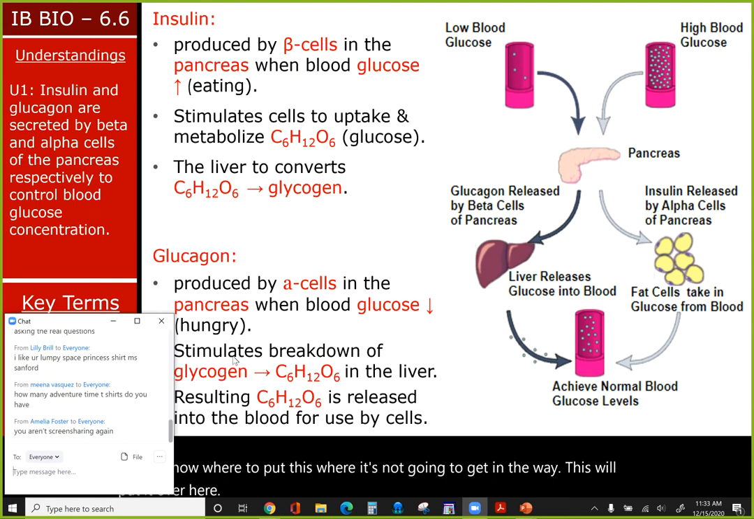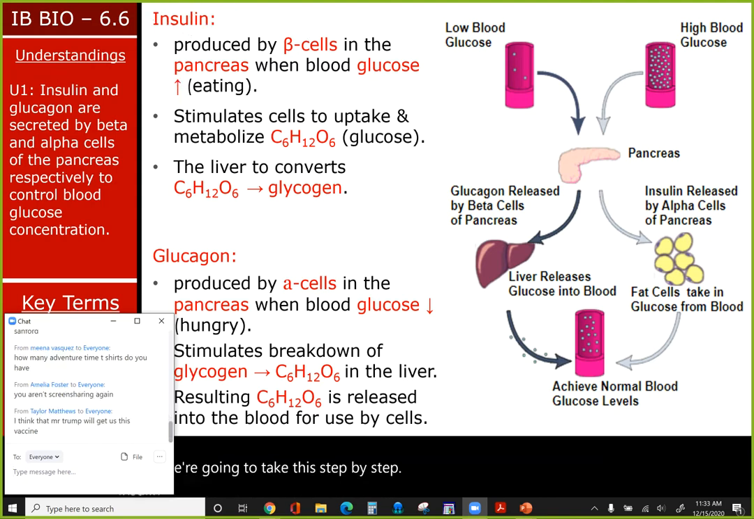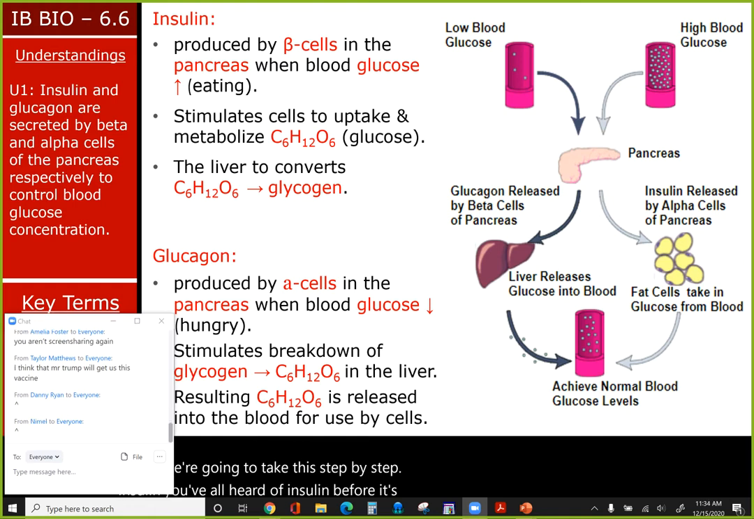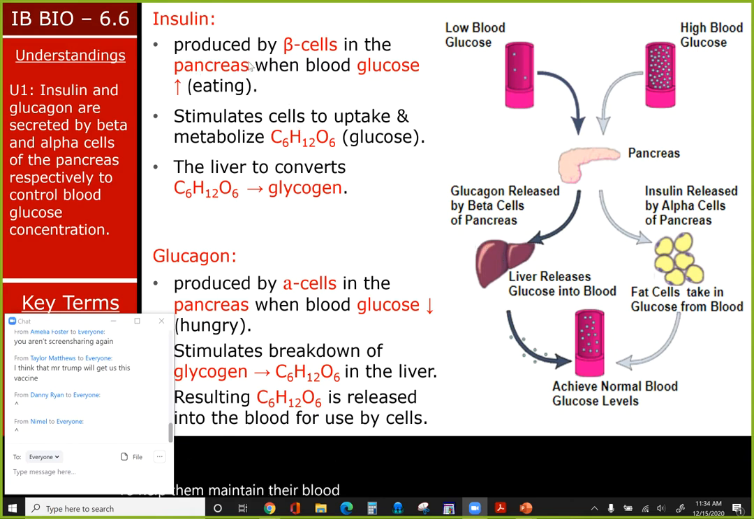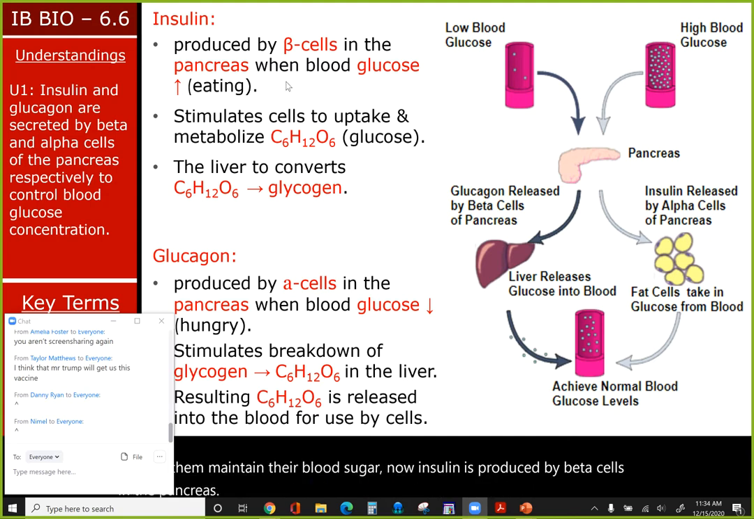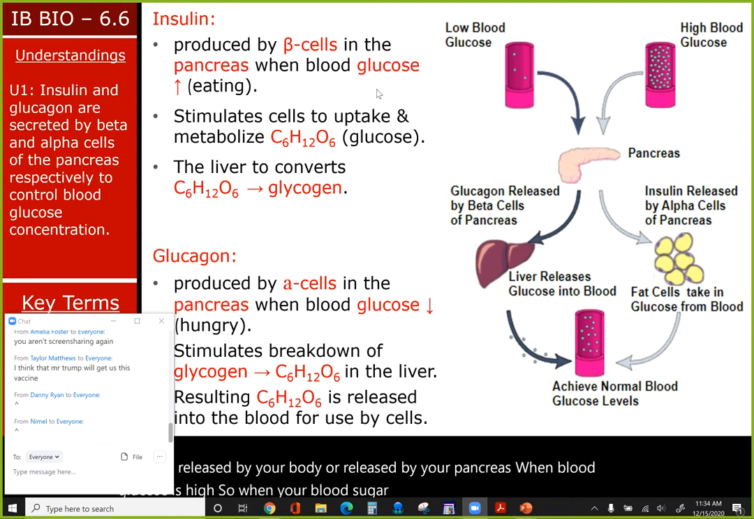Okay, so we're going to take this step by step. Insulin. You've all heard of insulin before. It's what people with diabetes have to take to help them maintain their blood sugar. Now, insulin is produced by beta cells in the pancreas. Insulin is released by your pancreas when blood glucose is high. So when your blood sugar is high, that triggers a release of insulin into the bloodstream.